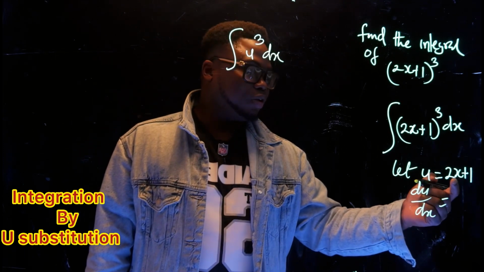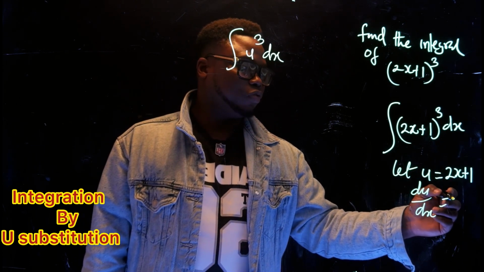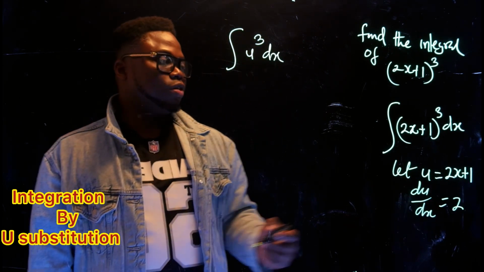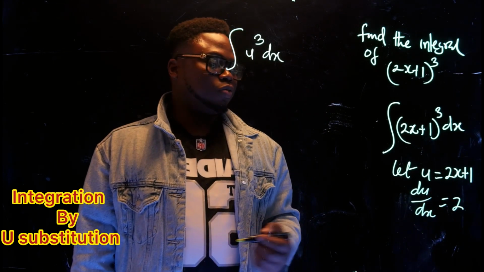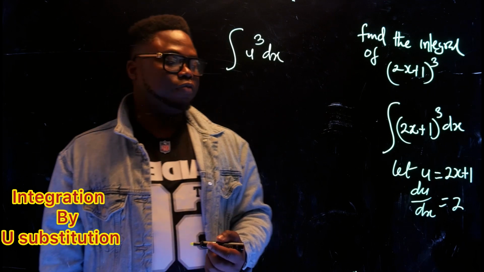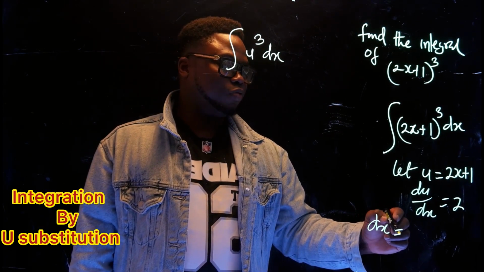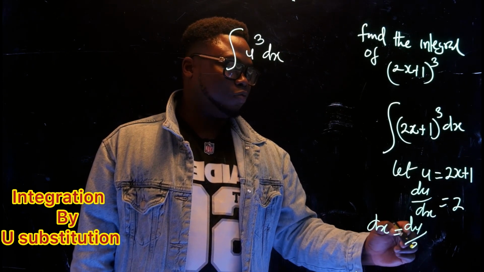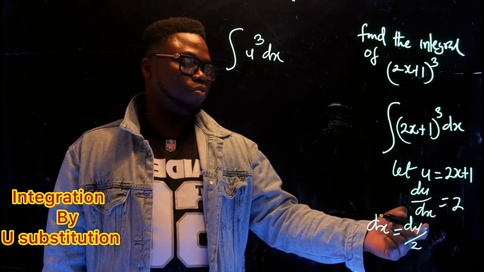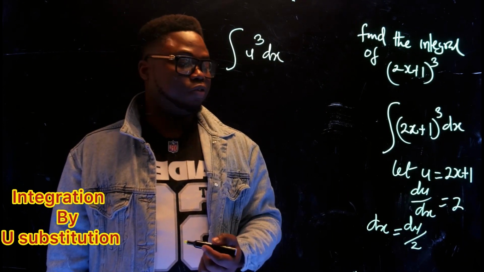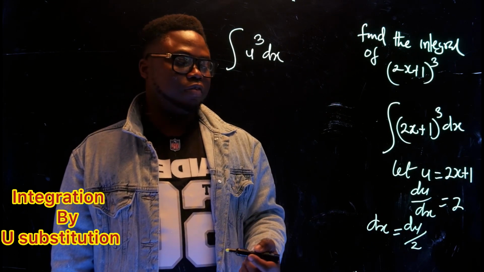So differentiating 2x plus 1, differentiating 2x is going to give me 2 using the differentiation formula. When I differentiate 1, I'm going to get 0. So from here I can make the x the subject of the formula, and that's going to give me dx will be equal to du over 2. You know why? Because if I do cross multiplication, the 2 will come here, and dx will go this way. That's cross multiplication.